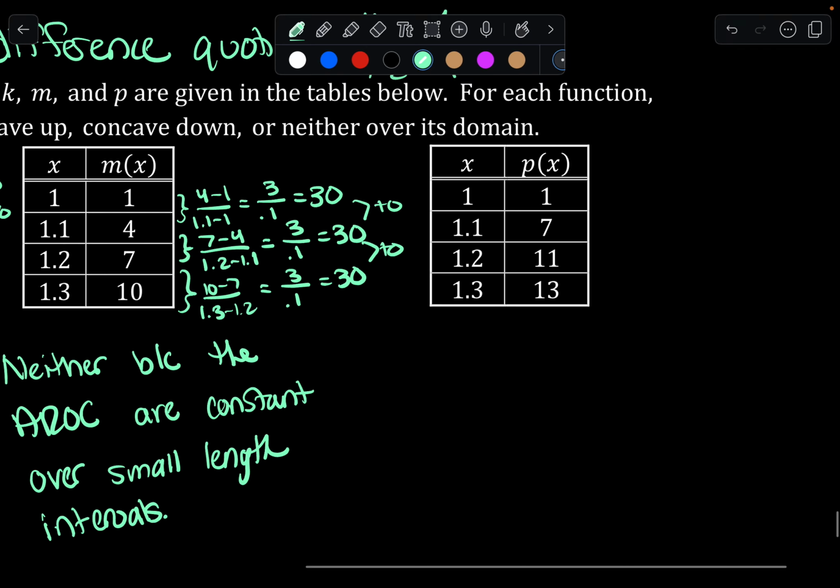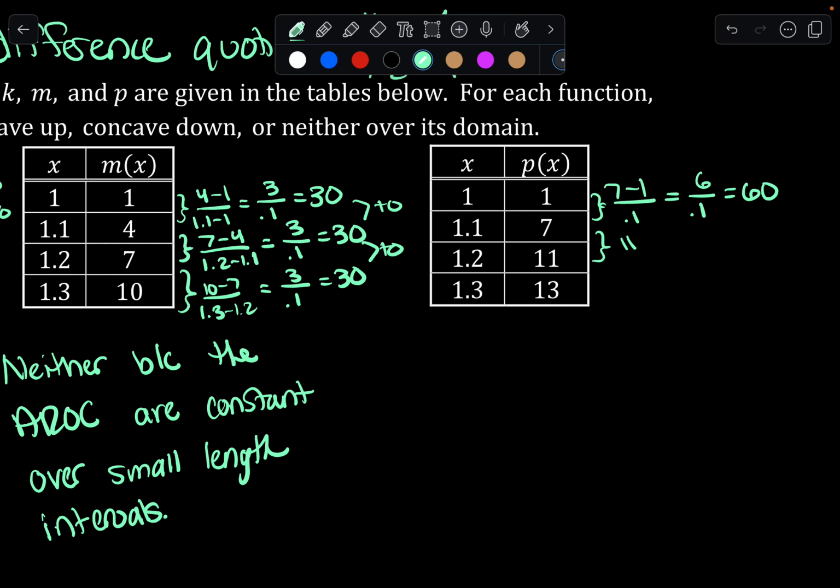And the last one. So same approach for concavity. We'll have 7 minus 1. This has the same inputs, so I'm just going to divide by 0.1. Okay, so we end up with 6 divided by 0.1, which is equal to 60. The next set, we have 11 minus 7 divided by 0.1. 11 minus 7 is 4. Divided by 0.1, we get 40. And down here, we have 13 minus 11 divided by 0.1, which is 2 divided by 0.1, so we get 20. Now, if we look at this one, we have minus 20, minus 20.